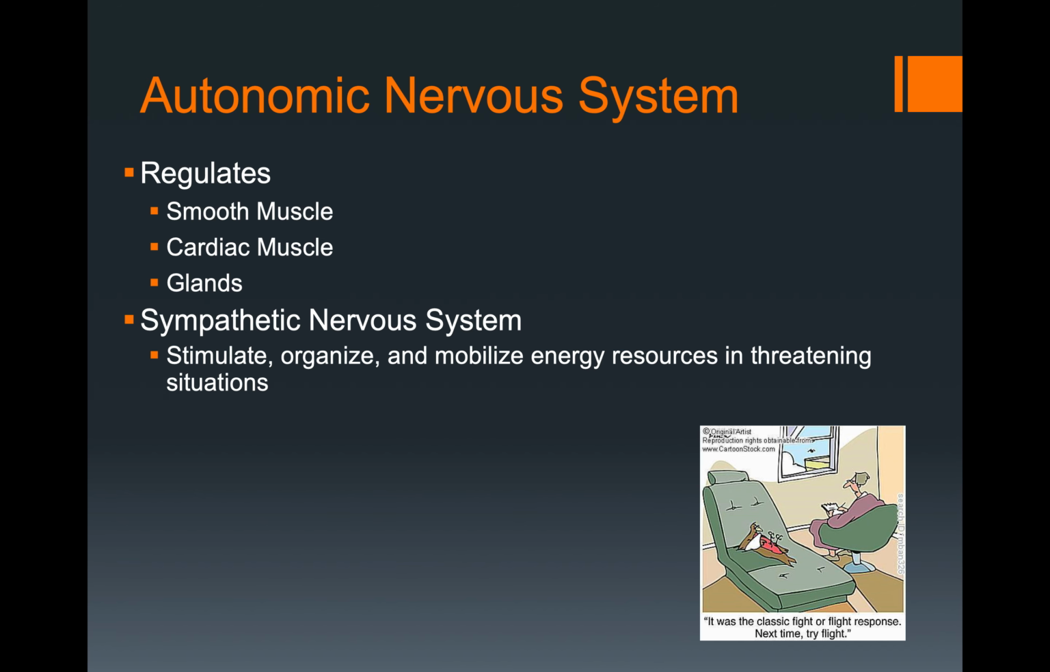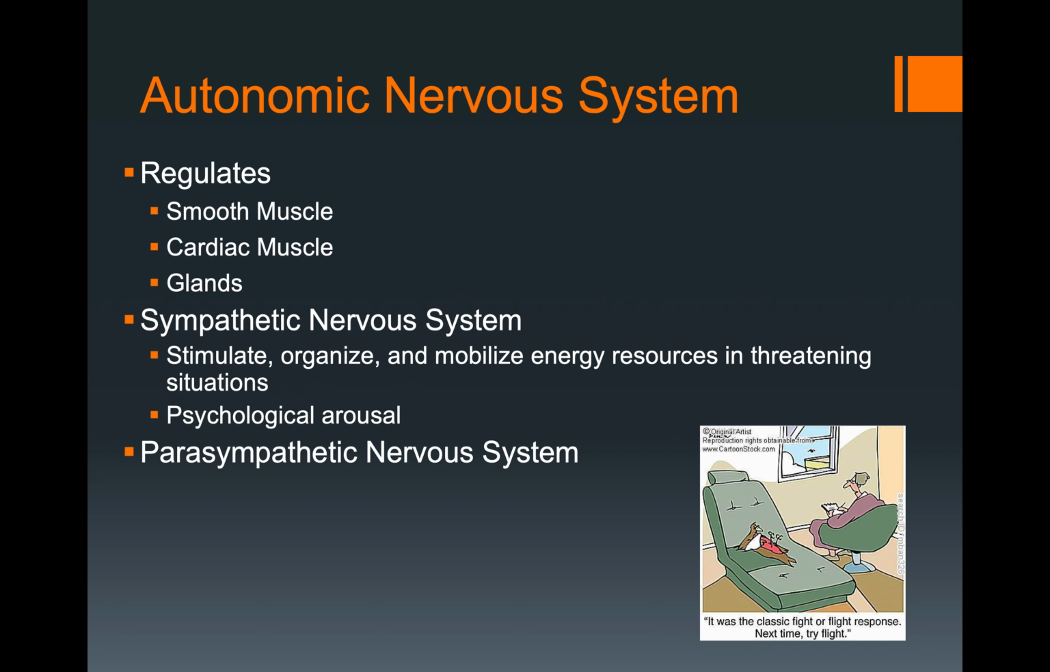The sympathetic nervous system is involved in stimulating, organizing, and mobilizing energy resources in threatening situations, and so it's associated with psychological arousal. This is basically stress. This is the system that's most activated when you're feeling stressed. The parasympathetic nervous system is involved in conserving energy, and it's more activated when you're feeling psychological relaxation. Sometimes people call it the rest and digest system.